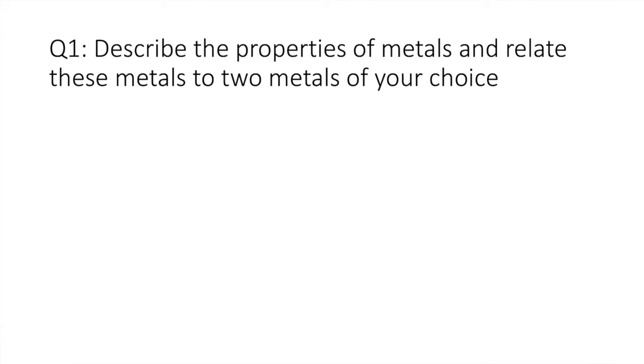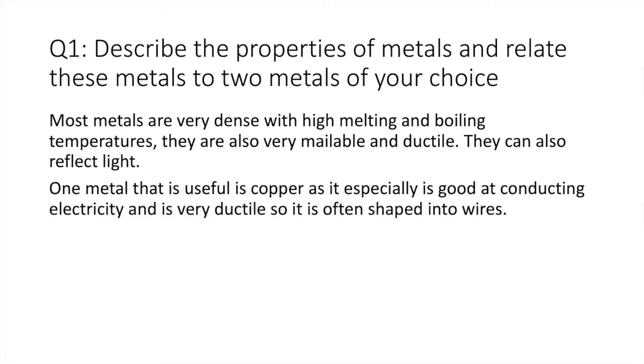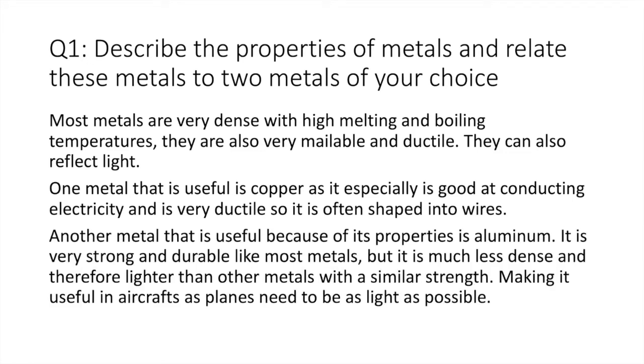The first question is to describe the properties of metals and relate these to two metals of your choice. This is my answer. Most metals are very dense with high melting and boiling temperatures. They're also very malleable and ductile, and they can reflect light. One of the metals I picked was copper, as it's especially good at conducting electricity and is very ductile, so it's often shaped into electrical wires.